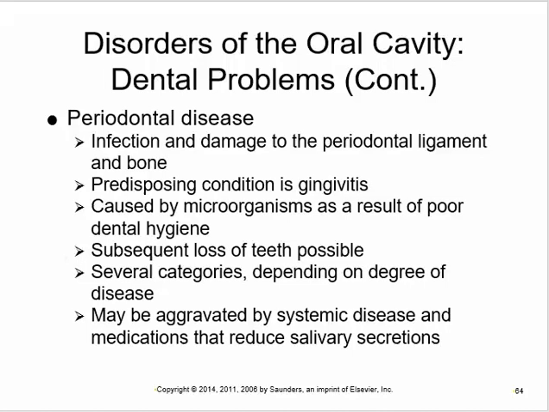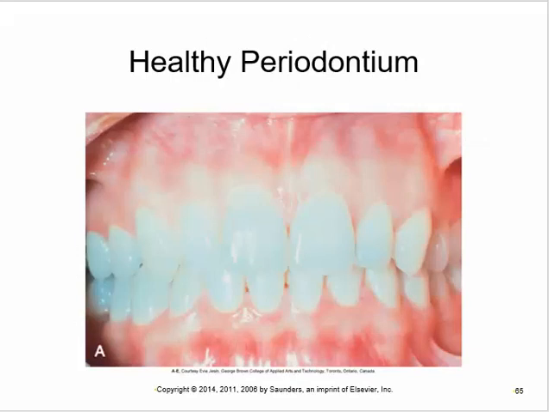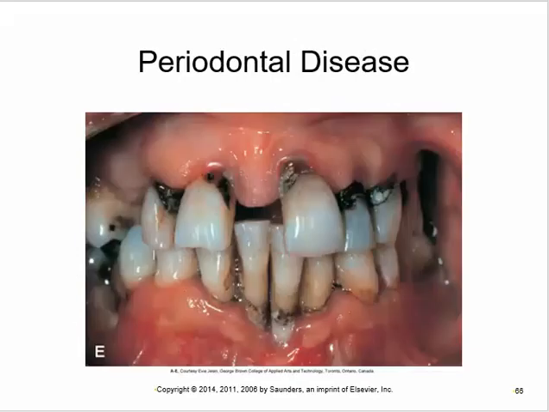But we're not going to dive deep into it. There's all kinds of different categories of periodontal disease. Sometimes they're iatrogenic, sometimes they're systemic disease, sometimes it's just oral hygiene. So here's some healthy teeth. Here's a particularly bad one. Here's a mouth you don't want to kiss.